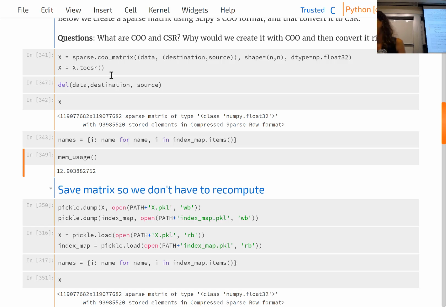Sam? Because it takes half as many reads from memory. Exactly. So for matrix multiplication, it's the same number of floating point operations, but half as many reads from memory to be in sparse row format as opposed to sparse coordinate format.